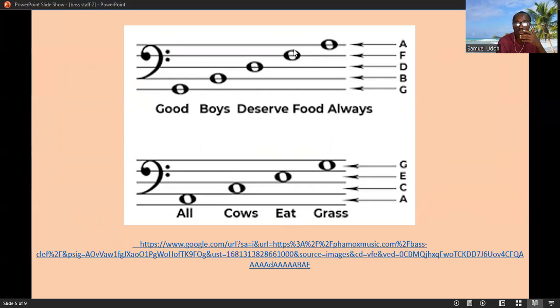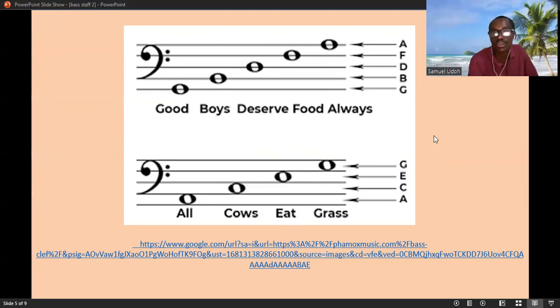Once you remember good boys deserve favor always, you remember that the first line is G for good, B for boys is the second line, and the third line is D for deserve. The fourth line is F for food or favor. Then the fifth line is A, which is always. So good boys deserve food or favor always. Use either one, or you can go ahead and make your own.